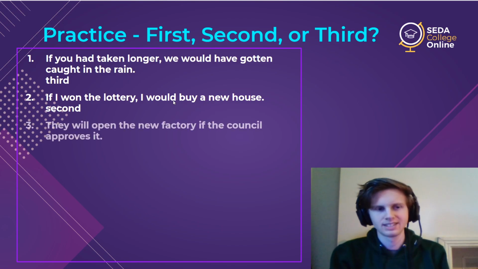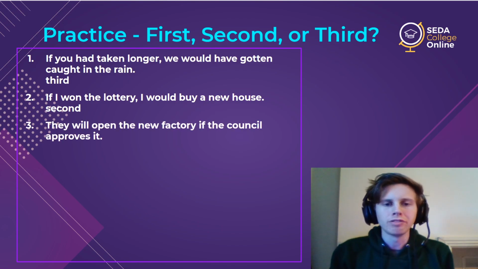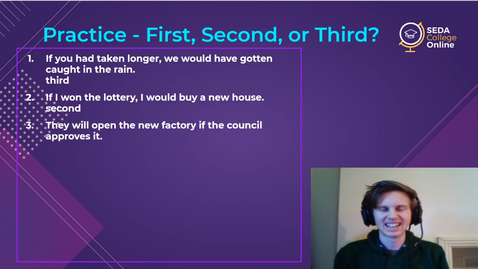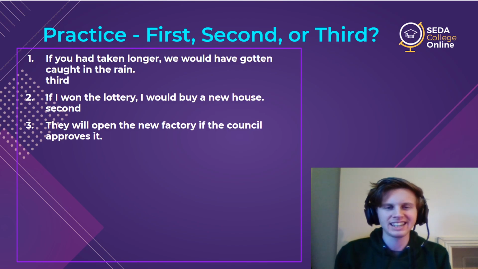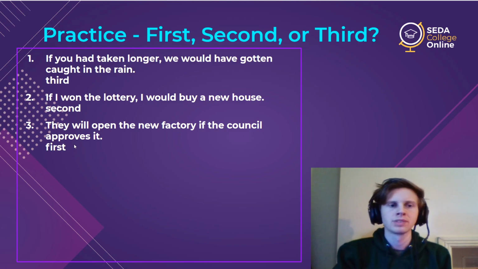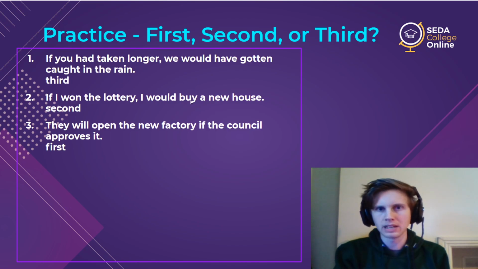All right, next. They will open the new factory if the council approves it. First, second, or third. I think you can guess this one. We have a third, we have a second. So this is first conditional. We have will, modal verb, and then present tense. So we know it's a first. It's always this way. Past perfect, modal perfect is third. Past tense, would, base verb is second. Will, present, is first. Always.